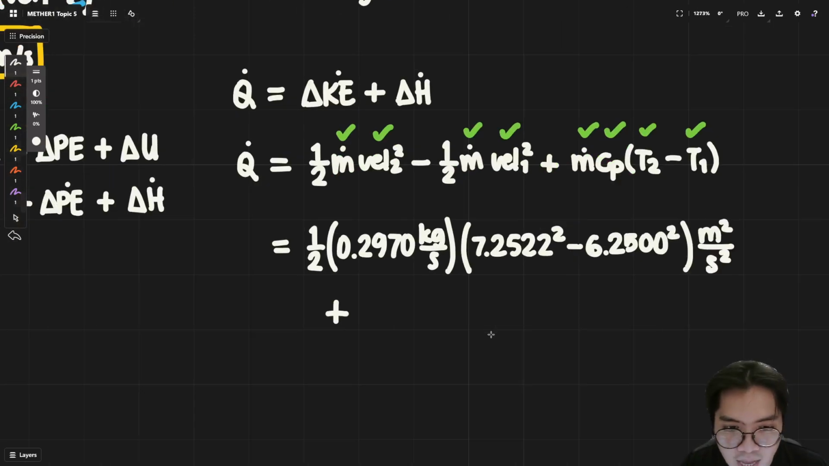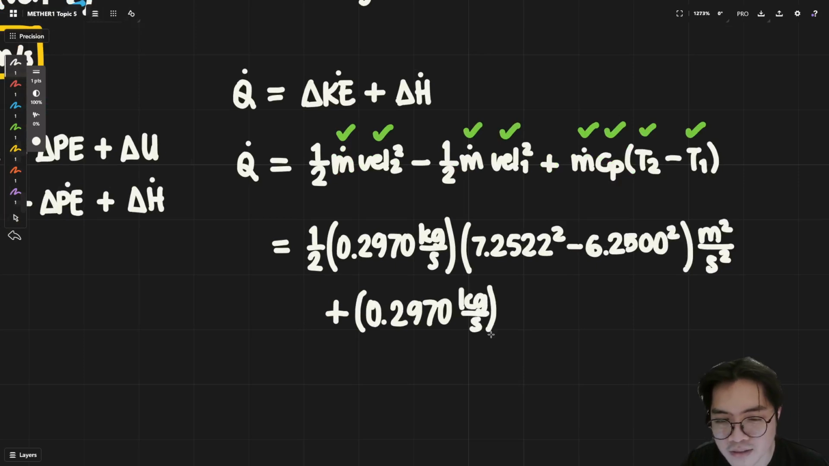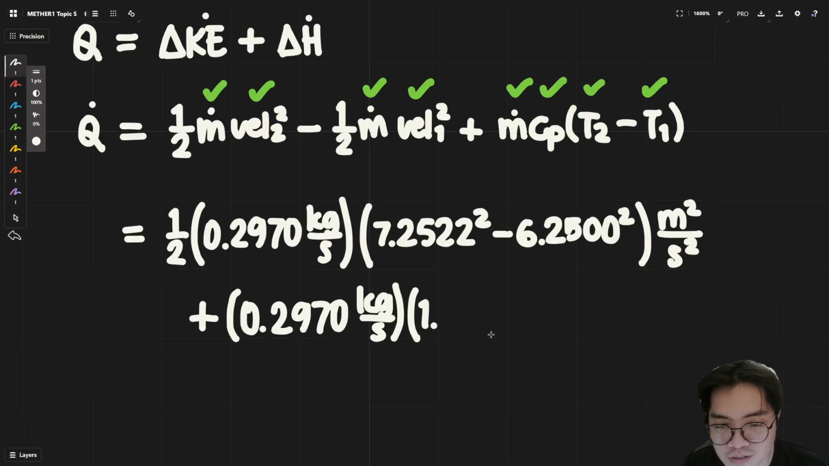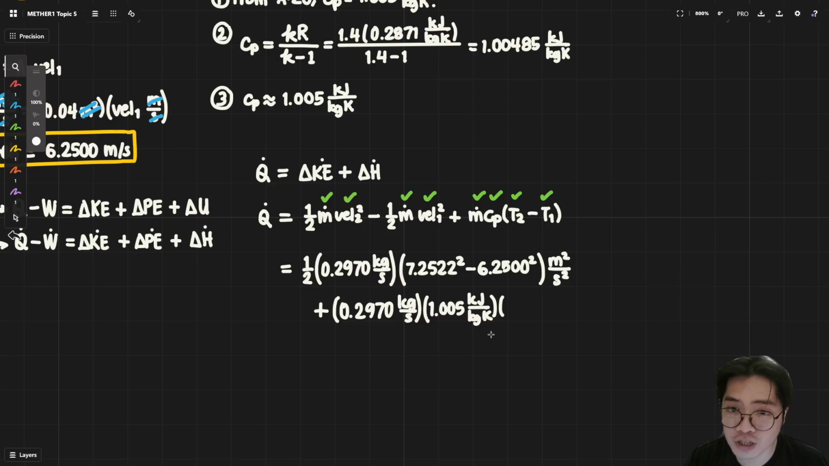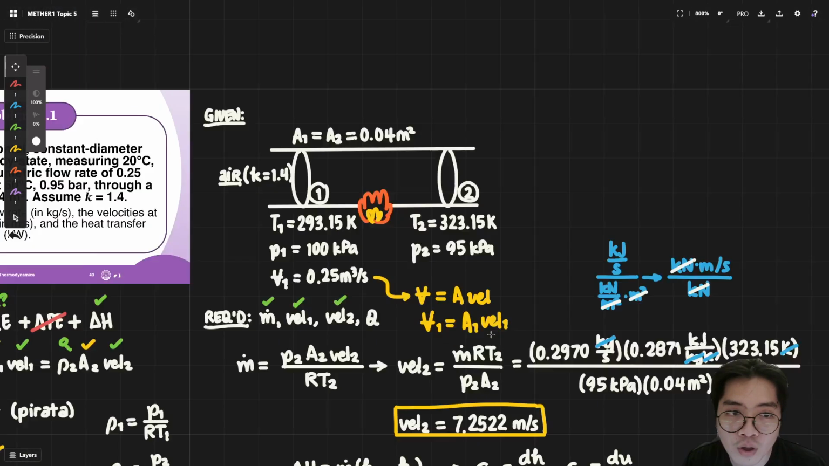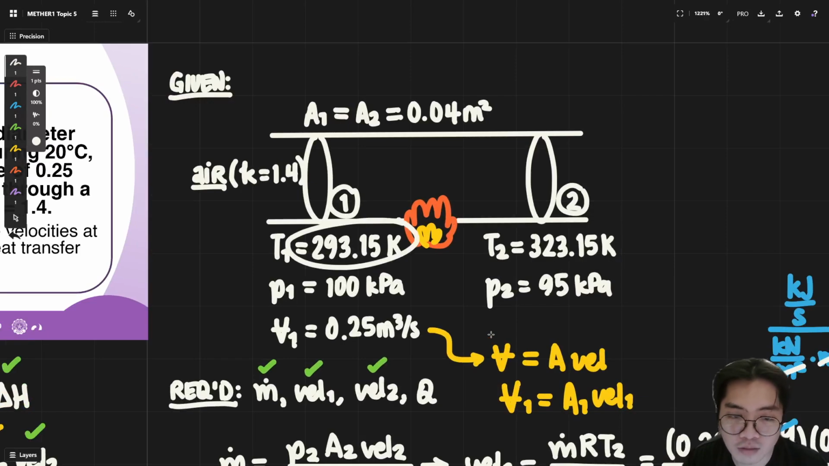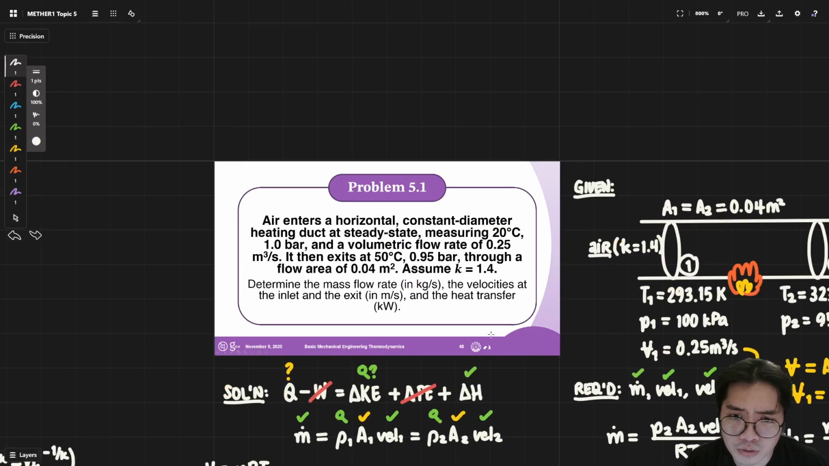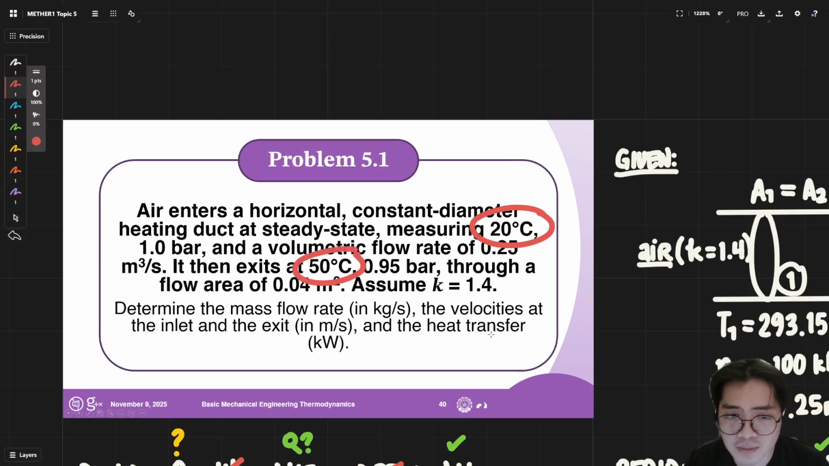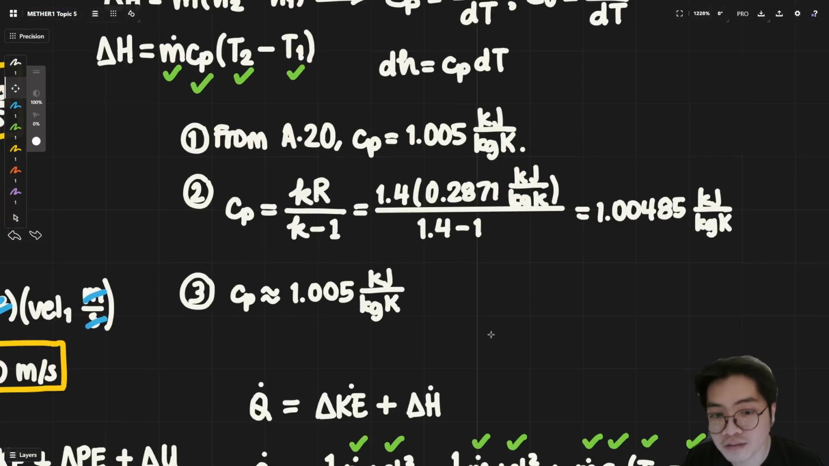And then plus our m dot, 0.2970 kilograms per second, times your Cp, which we just said was 1.005 kilojoule per kilogram Kelvin. And then now with your T2 minus T1, technically you don't even have to put down 323 and 293.15. You can actually just use your normal temperatures, 20 and 50, because we are looking for a temperature difference, not a temperature reading. When a temperature difference is required, degrees Celsius and Kelvin are interchangeable.